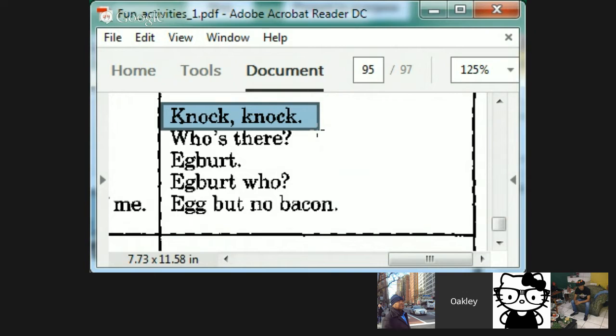Knock knock. Who's there? Egbert. Egbert who? Egbert, no bacon.